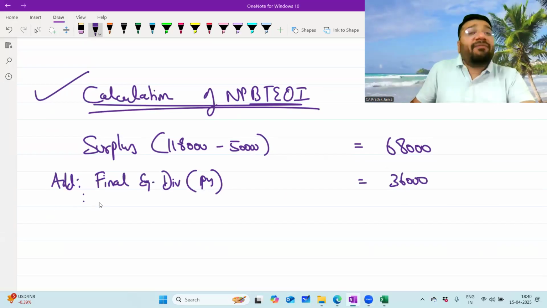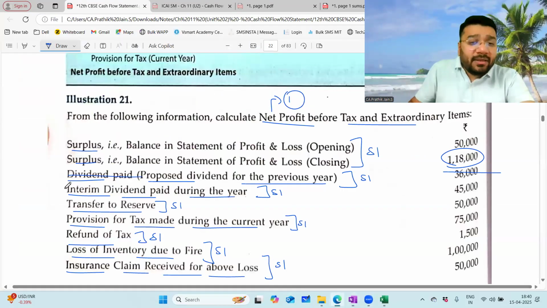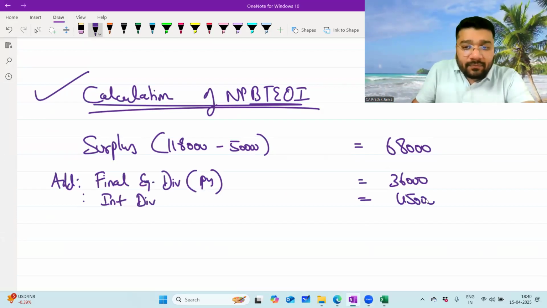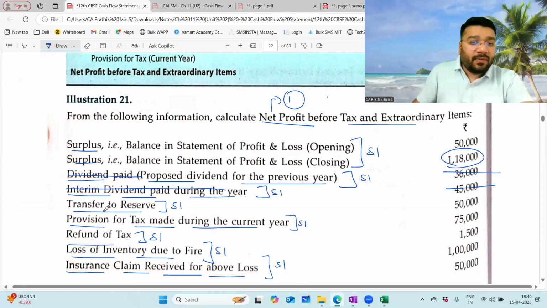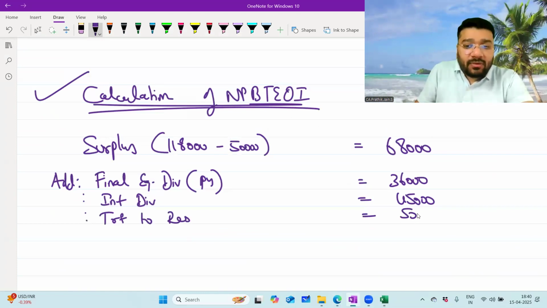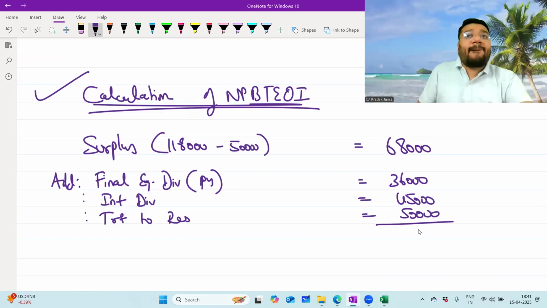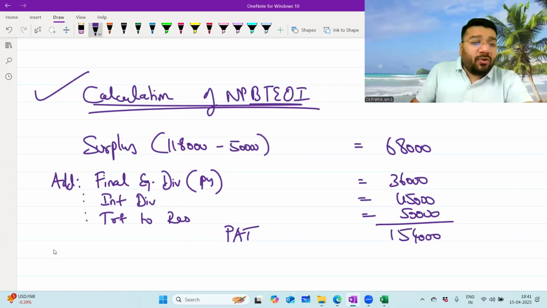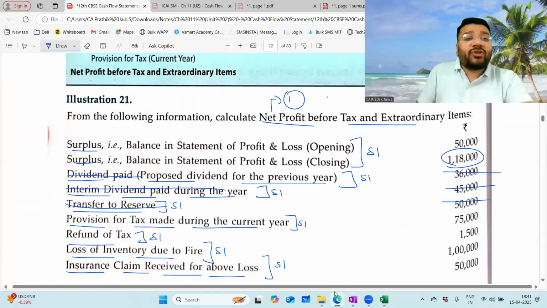Then preference dividend is there? Not there. Interim dividend? Yes. How much? 45,000. Interim dividend 45,000. Then transfer to reserve, how much? 50,000. Transfer to reserve 50,000. What is the total? And what is this called? Profit after tax, net profit after tax. How much? 1,54,000. Okay. Add back. What should I add?